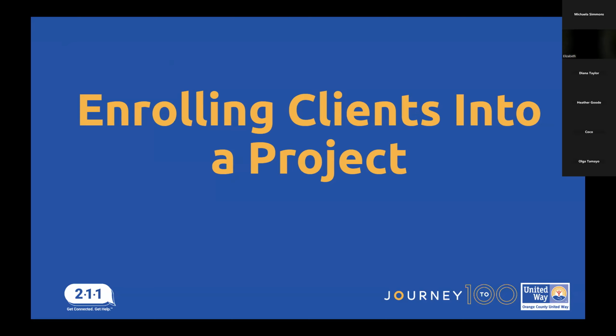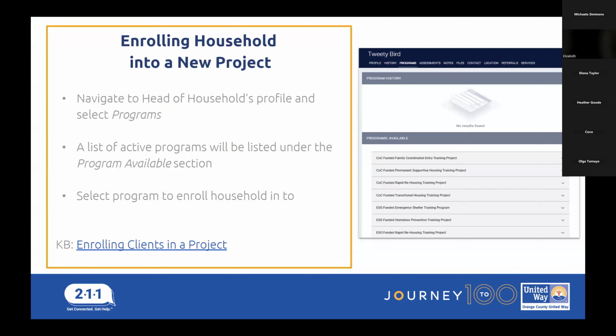We will now discuss the workflow of enrolling clients into a project in this section. Now that we've got Tweety's global household set up correctly, we want to enroll Tweety's household into a project. In this case, it would be the ESG Emergency Shelter Training Program. You will go to the Head of Household's profile and click on the Programs tab. Then under the Programs Available section, you will click on the drop-down arrow for the ESG Emergency Shelter Training Program.